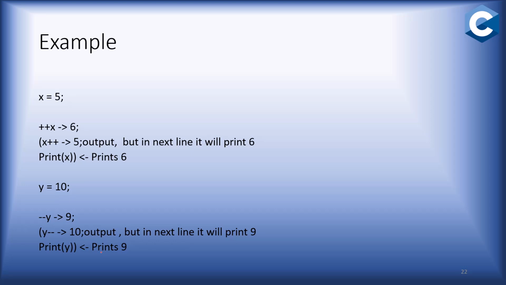Postfix increment, x plus plus. This operator increases the value of its operand by 1 after it's used in an expression. For example, x plus plus first uses the current value of x and then increments it by 1. Postfix decrement, x minus minus, similar to postfix increment. This operator decreases the value of its operand by 1 after it's used. So, y minus minus first uses the current value of y, and then decrements it by 1.